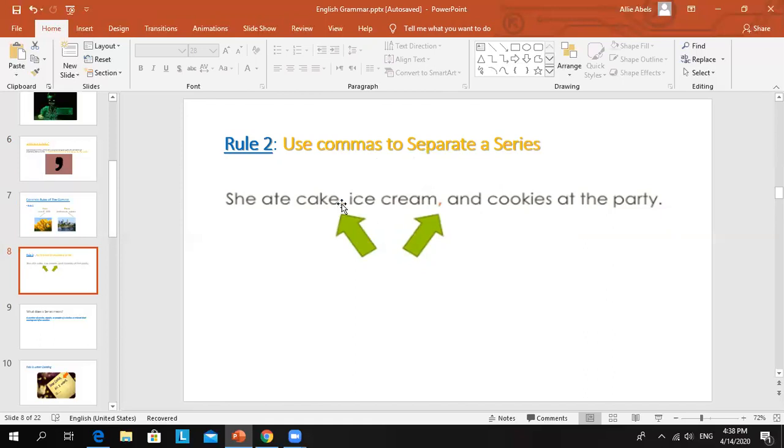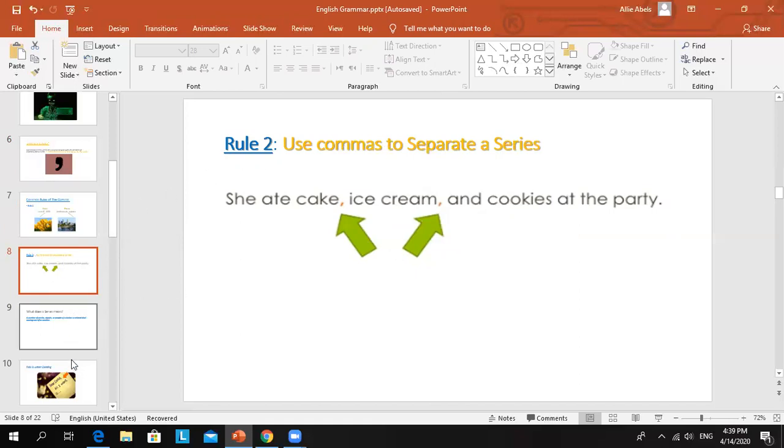So if we want to talk about 5 things in a series, then before we get to the last item of the series, we need to put a comma and also and. Let me make an example for you guys. If I say, she ate cake, comma, ice cream, comma, fruit, comma, chocolates, comma, and cookies at the party. So before the last, the 5th one, I need to put a comma in the series and put the conjunction and, and then we carry on with the series. So it's very, very important to put a comma to separate in a series of related ideas.